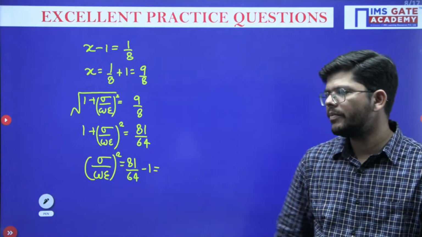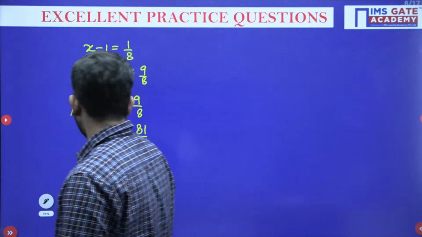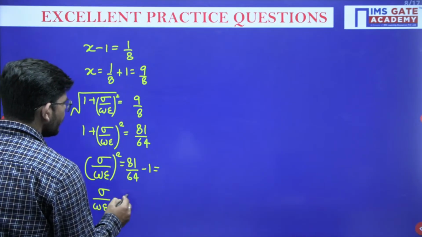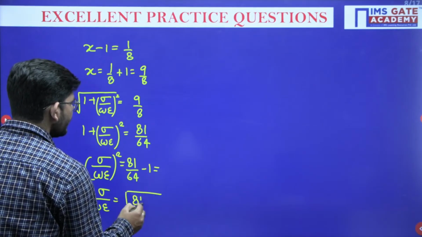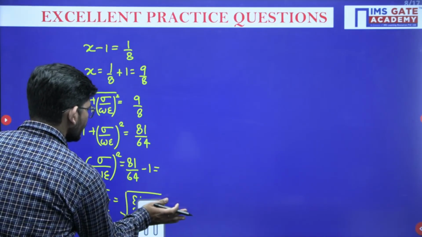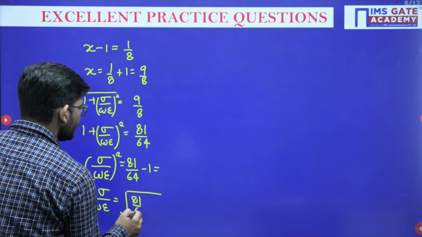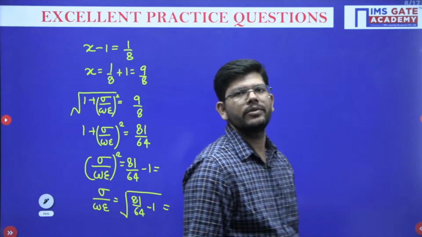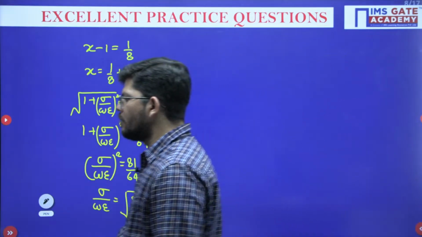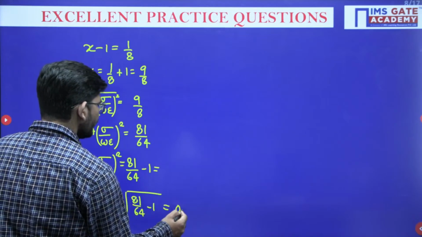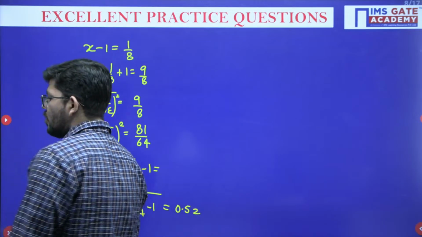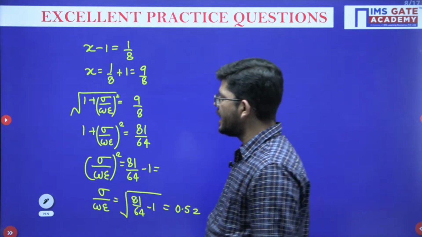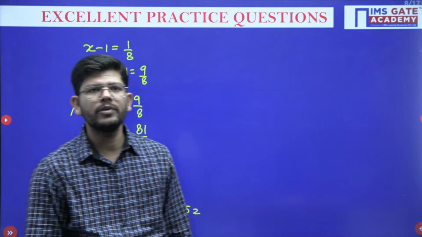That will be sigma upon omega epsilon square. So sigma upon omega epsilon will be equal to under root of 81 upon 64 minus 1. Finally, when you solve it, you will get your answer. The answer that I am having is 0.52. 0.52 will be the value of loss tangent. So the loss tangent, that is sigma upon omega epsilon, will be equal to 0.52.